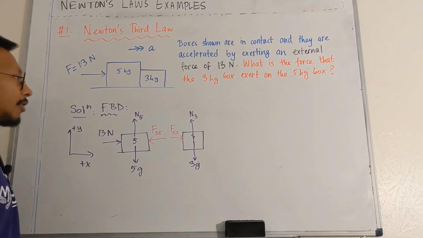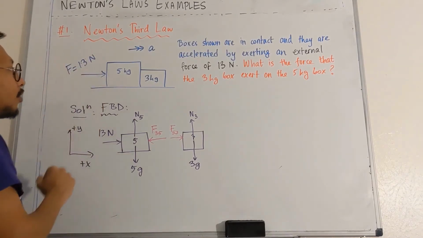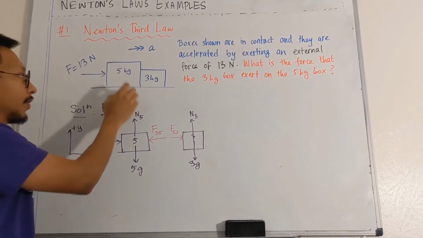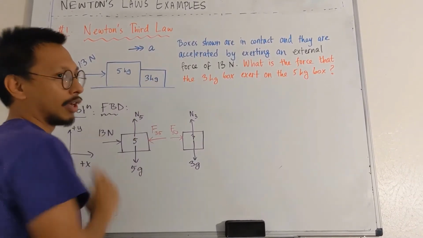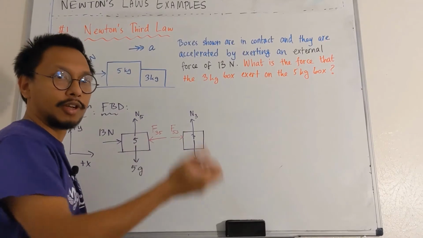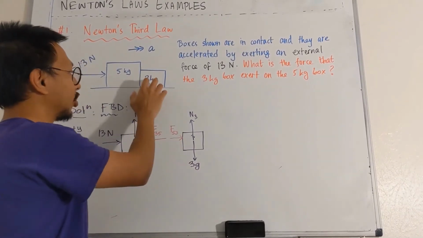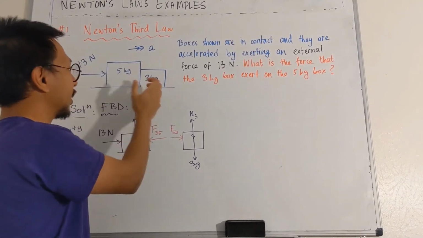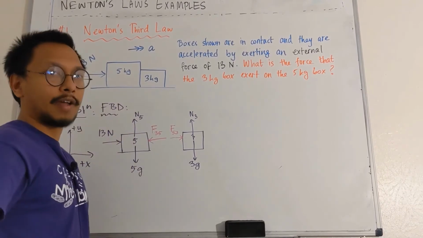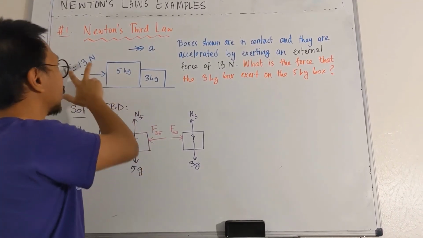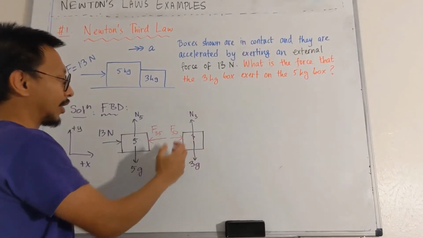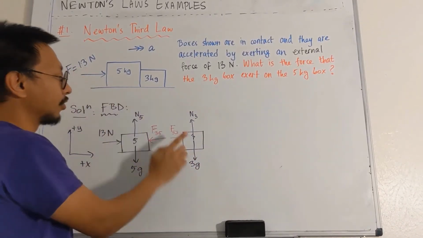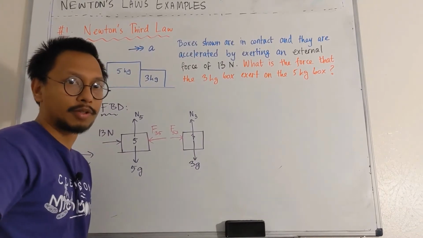Alright, and remember, this external force is only acting on the outer surface of the 5 kilogram box. It has nothing to do with the 3 kilogram box. It is not being exerted on the 3 kilogram box separately. The 3 kilogram box feels this force because it is in contact with the 5 kilogram box, on which this external force is directly applied. So in this free body diagram, we won't have any 13 Newton force for the 3 kilogram box.